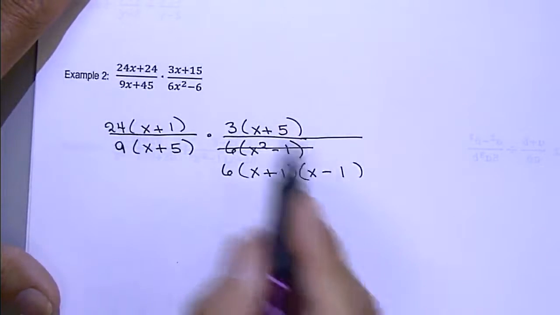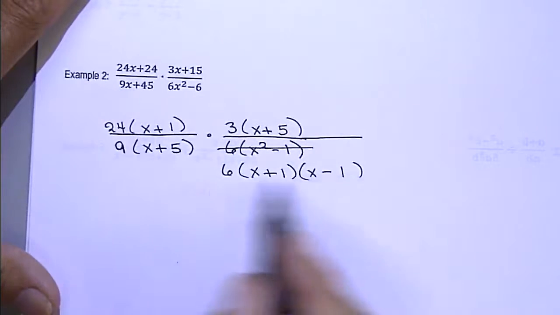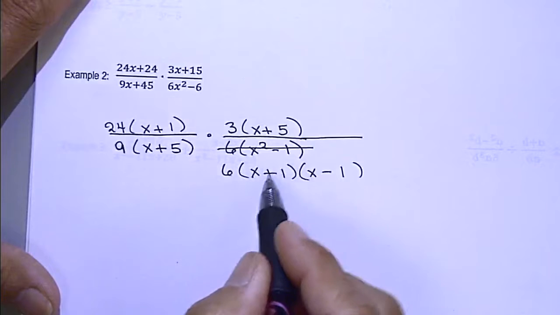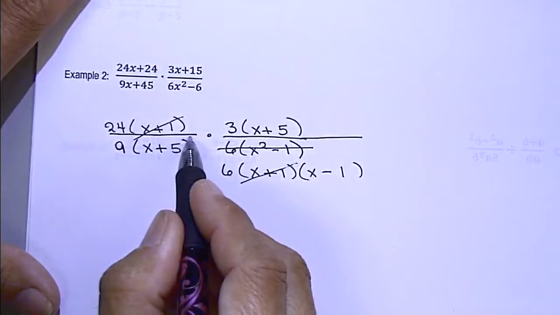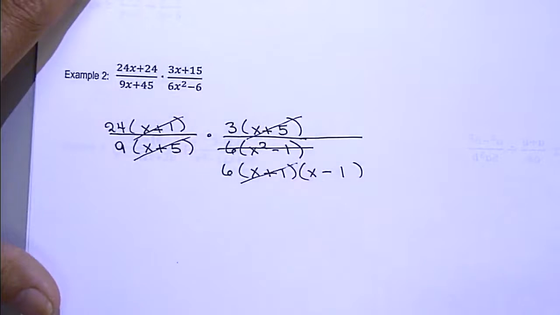Now, everything in the numerator can reduce with anything in the denominator. And I've got an x plus 1 here and an x plus 1 here. I've got an x plus 5 here and an x plus 5 here. It's beginning to look a little jumbly. Be careful when you're doing this. Some of you need to write neater. I've been grading your test papers, okay?